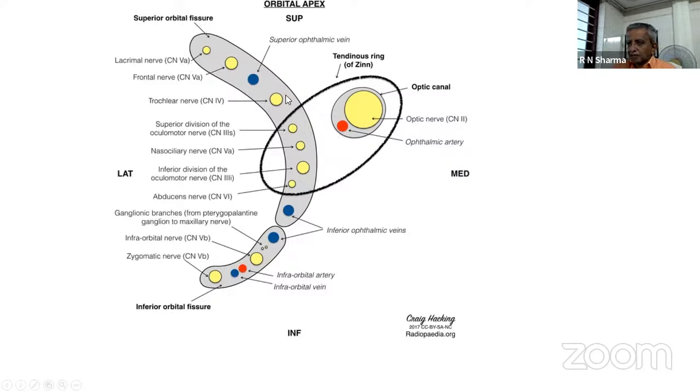LFT: lacrimal nerve, frontal nerve, trochlear nerve with superior ophthalmic vein in the upper compartment, superior compartment. Middle compartment surrounded by the ligament of Zinn will carry third nerve, two divisions, nasociliary nerve and sixth nerve. The inferior ophthalmic vein, two branches, will be distributed in the lower compartment of the superior orbital fissure and the inferior orbital fissure. This is in general the arrangement.